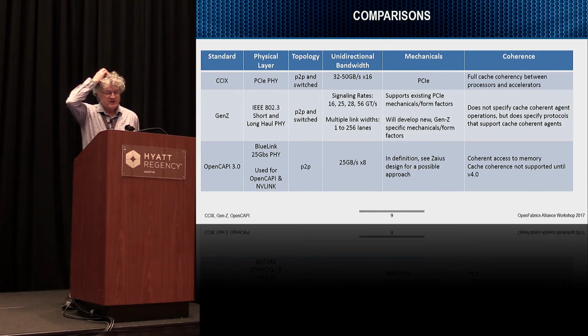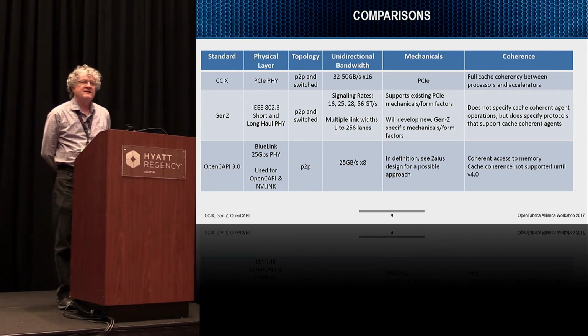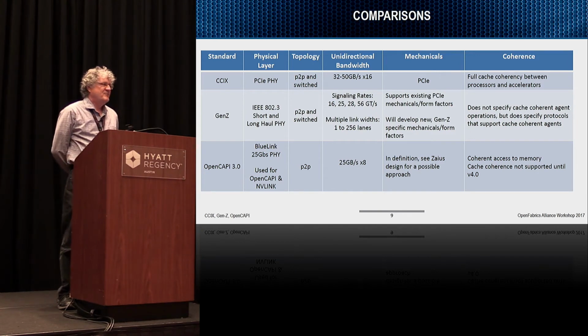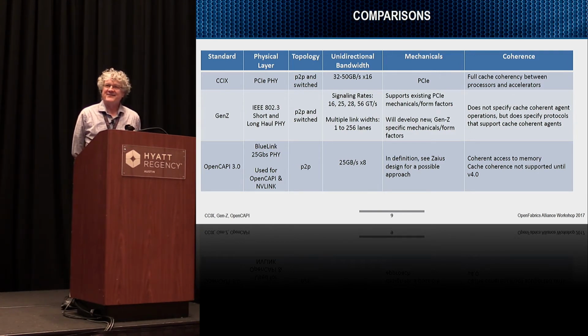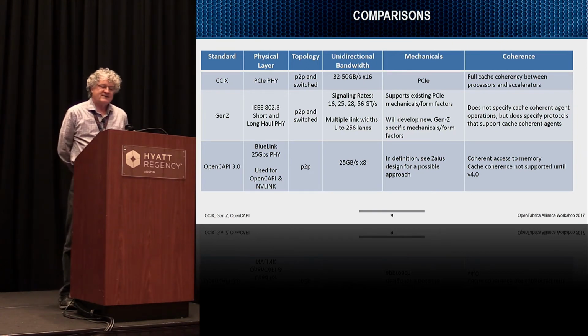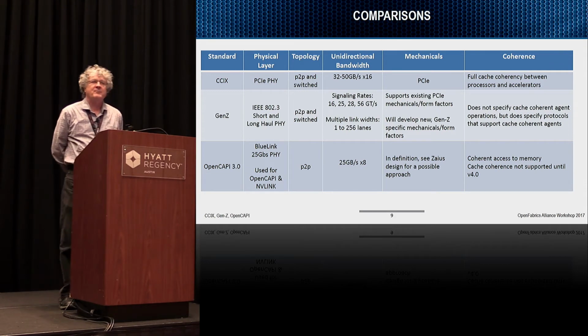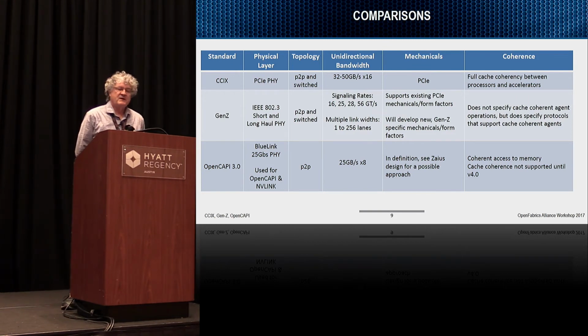Now, based on some discussions I had at lunch, I'm adding a dynamic column here that you don't see, and that is: when will these things come out? Who's going to come out of the block first? OpenCAPI, as you might suspect, given that Zeus already has a design that implements it. Power 9 will be out later this year, in 2017.